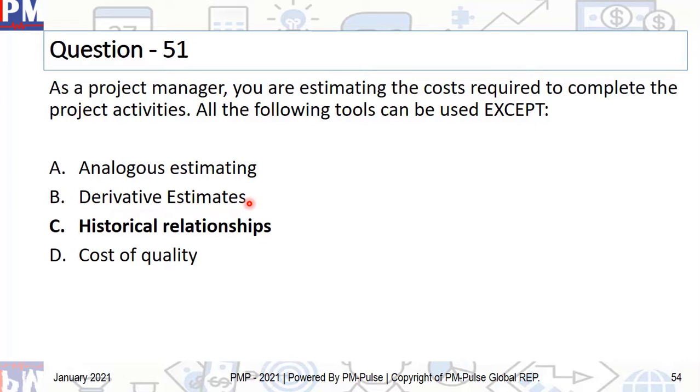Remember, bottom-up estimating is also known as derivative, deterministic, definitive. So these are all 3Ds. That means it's bottom-up estimating. And then, of course, you have cost of quality. The one thing that you don't use is called historical relationships. It's not an estimating method at all, right? And therefore, because this is an except question, that's the wrong option, and therefore that's the correct answer.